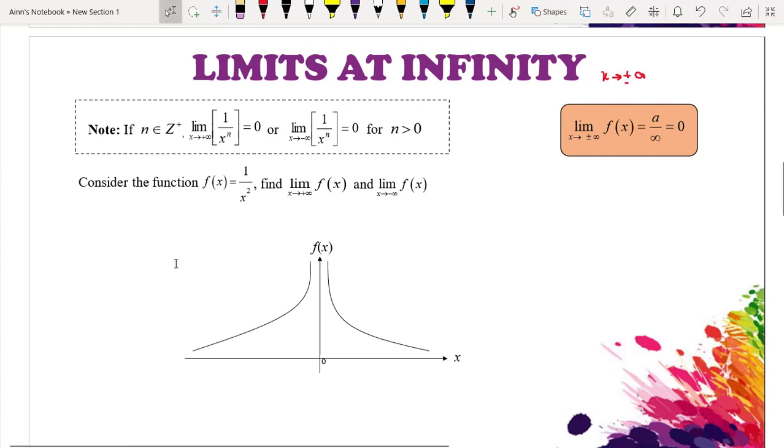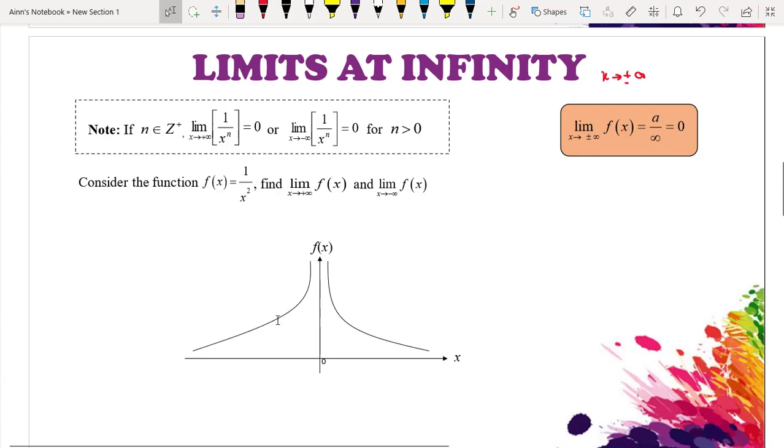As you can see here, if n is a positive integer and we have the function 1 over x to the power of n, when x approaches positive infinity or negative infinity, we get 0 as the answer. Therefore, we can conclude that if we have the limit of f(x) when x approaches positive or negative infinity, and we substitute infinity into x, we get 0 as the answer.